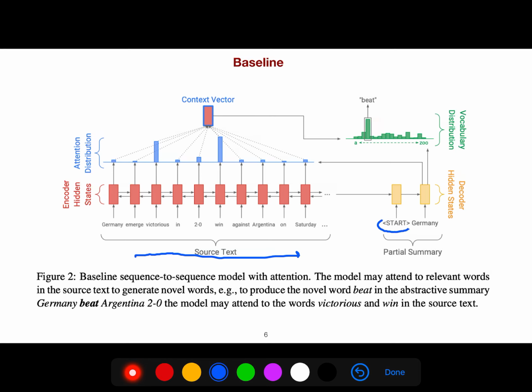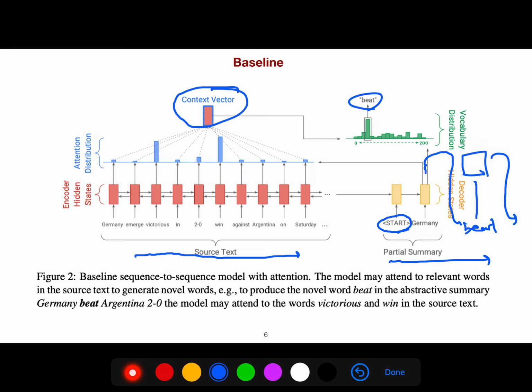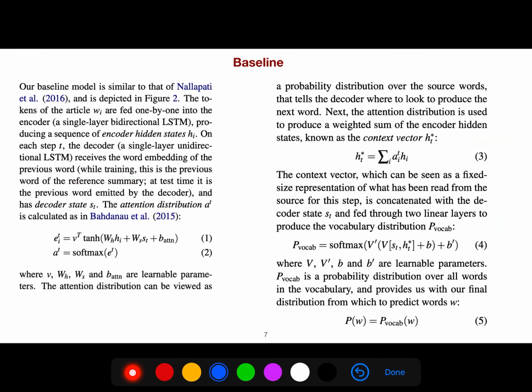And we always start with a start token to tell the decoder that this is the start of the sentence. And this is the summarization that you write, because you want to learn it. And here you see the probability of beat. Germany beats, so the next word is beat. Beat is here. Germany beats, and you predict what the next word is, and so on. And you use the context vector, which is a linear combination of your hidden representations, and then everything is like this.